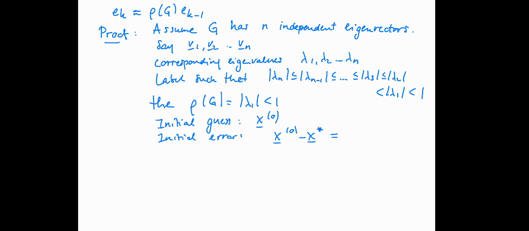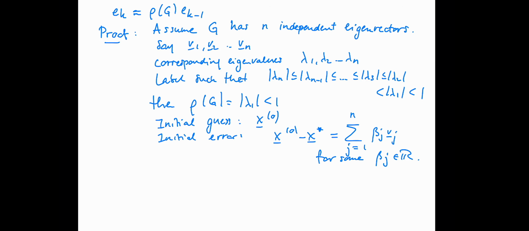Now, since the v's are linearly independent, they form a basis. So I'm going to write this vector here as a linear combination of the eigenvectors. We can do that for some coefficients beta j. It's not very interesting what values these beta j's are, just that I can write it like this. These are coefficients, so these are real numbers.